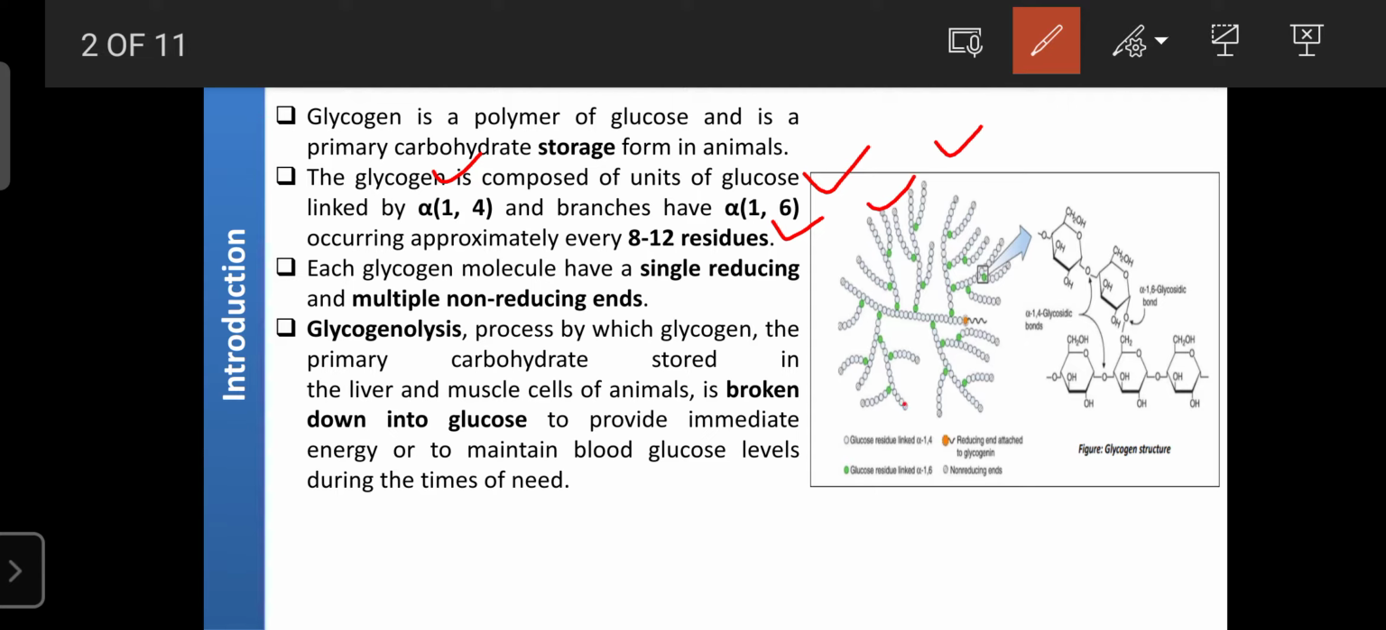So they have multiple branches, and these branches consist of glucose units bound by alpha 1,4 glycosidic bonds. The branches are held together by alpha 1,6 glycosidic bonds, and each glycogen molecule should have at least 8 to 12 glucose residues. The target for glycogen breakdown is the alpha 1,4 glycosidic bond, so the glucose molecule is released from the glycogen molecule.